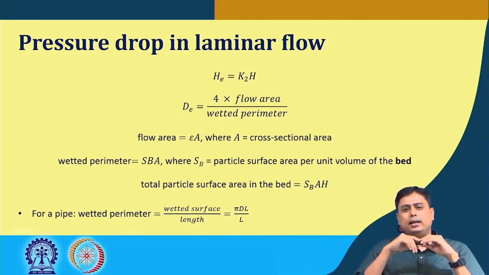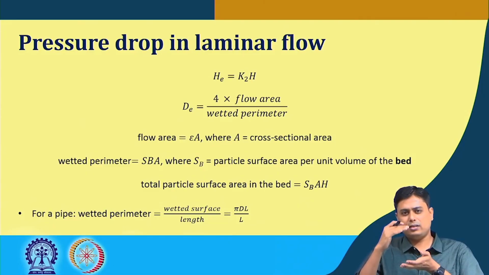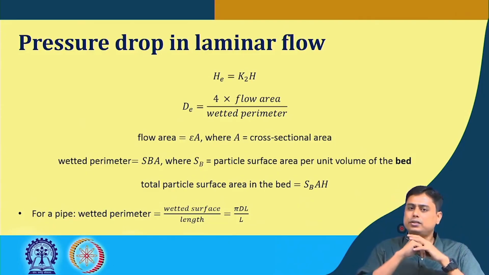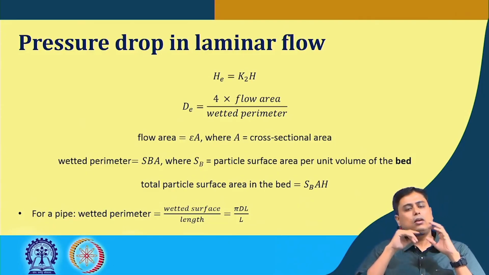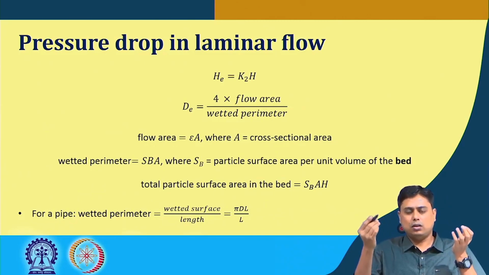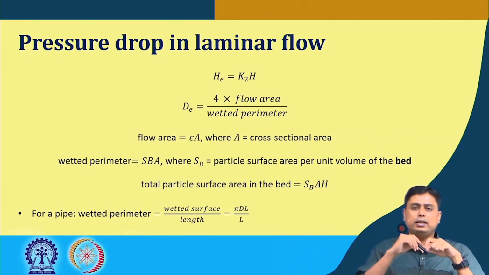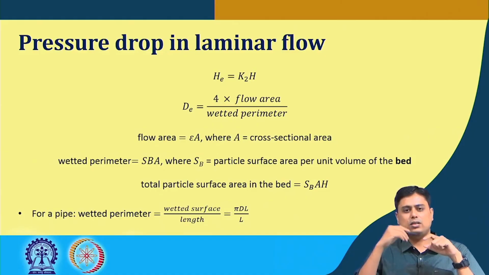Now, as I said, this tortuous path in the bed, or through the interstices where the flow is happening, can be thought of as proportional to the bed depth. As the bed depth or height increases, this tortuous path naturally increases. So this equivalent height is basically a factor of the total height, and that proportionality constant is k2, where h is the total bed height.